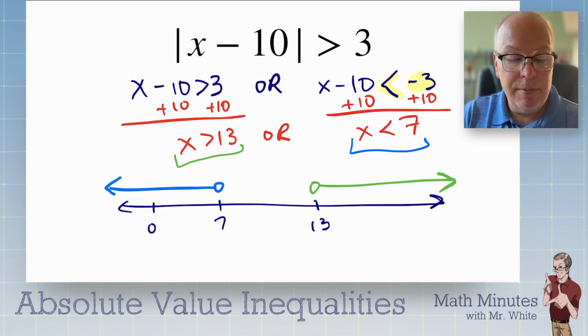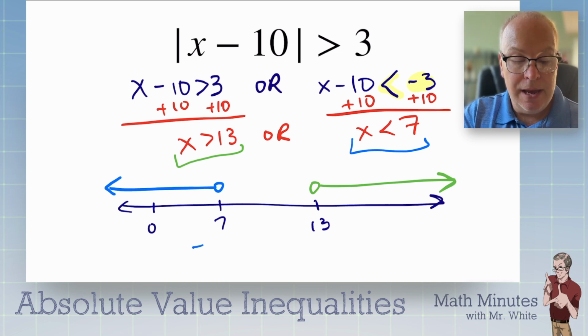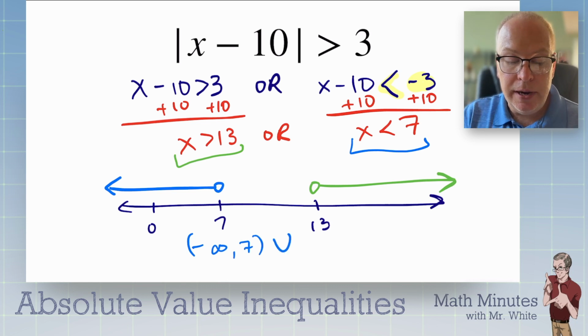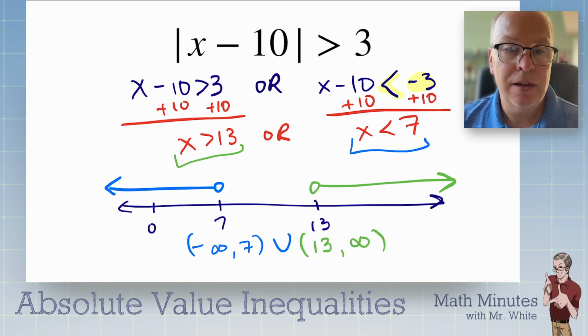By the way, let me write this in interval notation. I've been writing these as inequalities as in a graph. This would be -infinity all the way up to 7, and then we union that to the green part, 13 to infinity. And that's how we write this answer in interval notation.